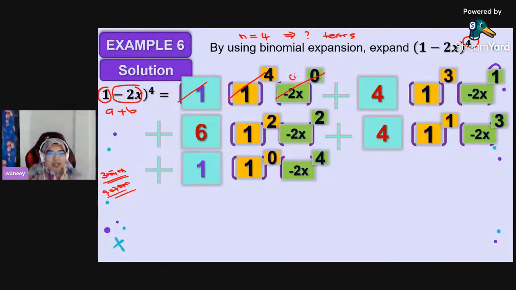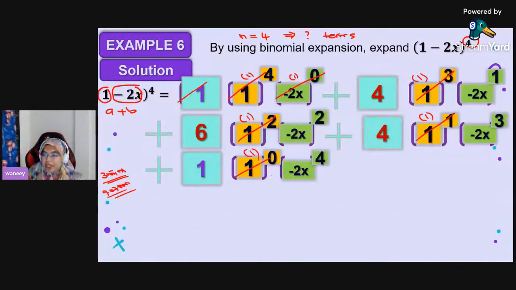So this one is 1. This is 1. That is also 1. So 1 times 1 times 1, everything will become 1. And then for the second term, 1 cubed is actually 1. 1 squared is also 1. 1 to the power of 1 is also 1. 1 to the power of 0 is also 1.